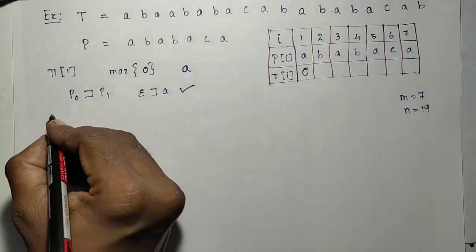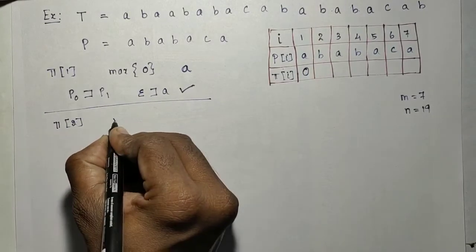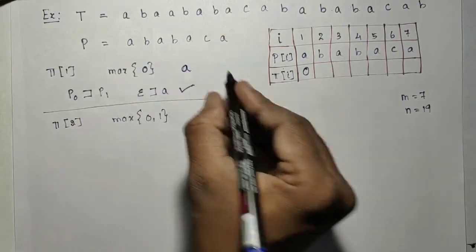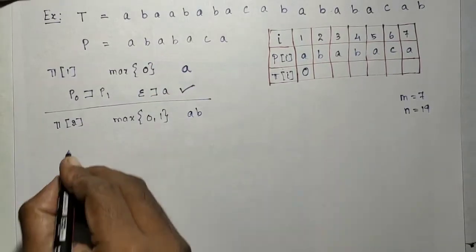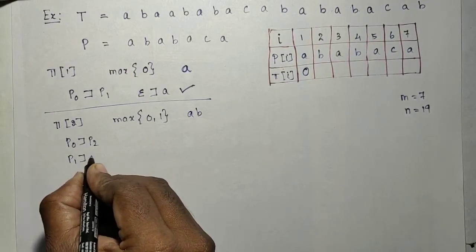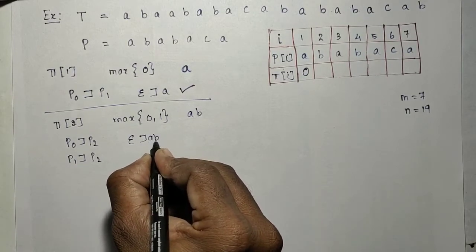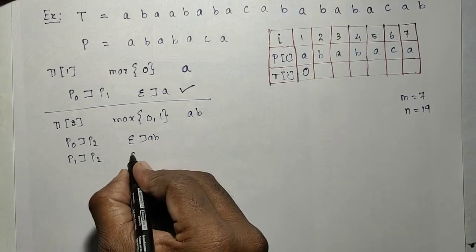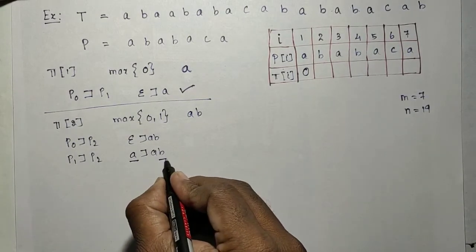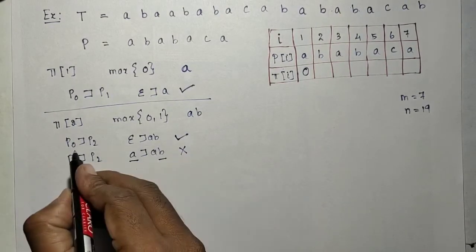Next, pi of 2. Pi of 2 means I need to find the maximum from 0 comma 1. The first 2 characters, A and B, need to be considered. So we check whether P0 is a suffix of P2 and P1 is a suffix of P2. Epsilon is a suffix of AB, and P1, which is A, is a suffix of AB. Here the first character does not match, so this is true and this is false. I consider this, so that is the longest.